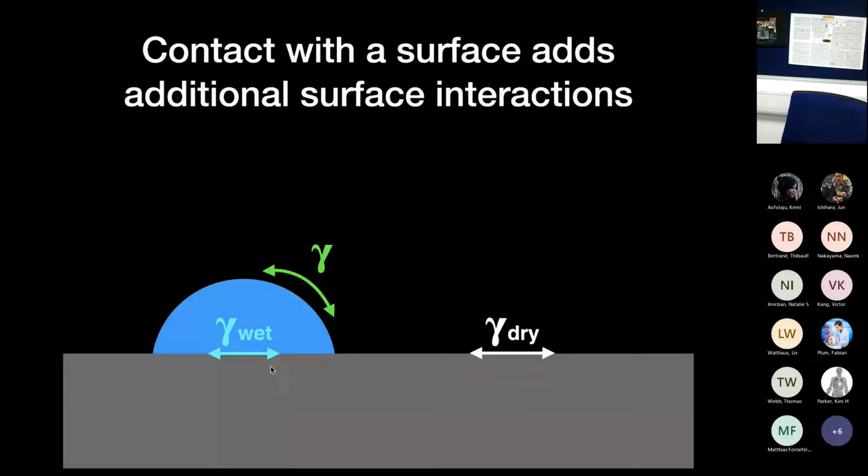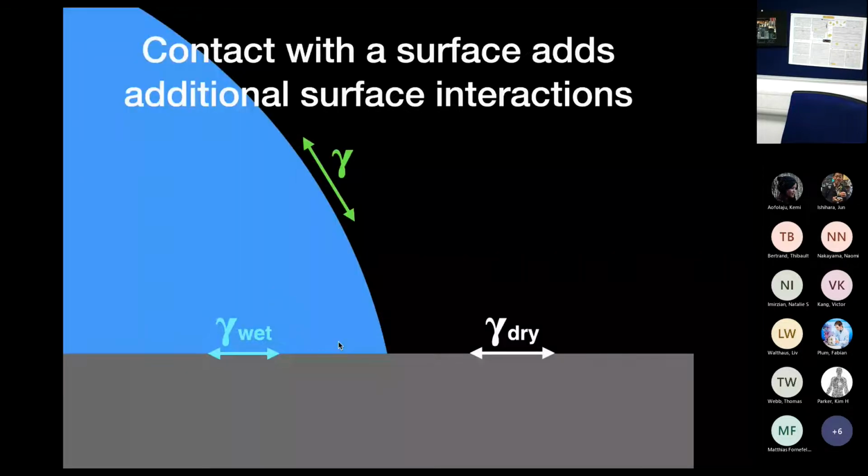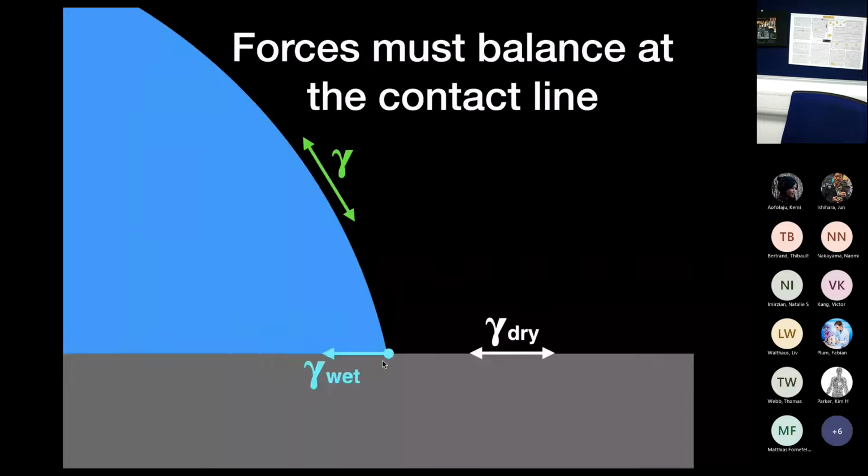In order to understand how something gets wet, we need to think about what happens where all of these things meet, at this contact line right here. Zooming in here with the most dramatic and exciting PowerPoint effect I think I've ever used, we can examine what's going on in a theoretical way and say that if this contact line is stable, the forces have to balance at the contact line. So the wet surface energy, the dry surface tension, and the liquid surface tension need to balance.